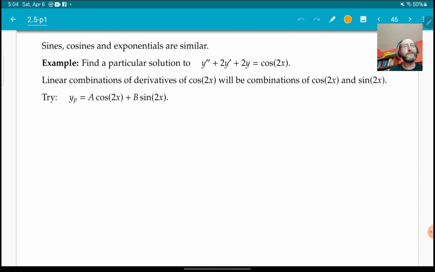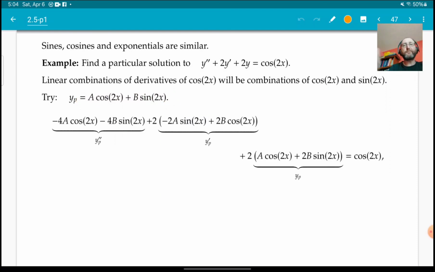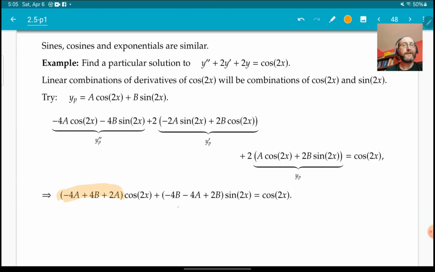So what we want to do is try a solution of this form: a cosine 2x plus b sine 2x, and plug that in and solve for a and b. Okay, so let's do that. You take derivatives here. The derivatives are not too bad. You take 2 derivatives of this, you get this. Take 1 derivative, you get this, and you just plug it in here. And we want that to be cosine 2x. So we need to do a little bit of algebra. We group the cosine 2x terms together and the sine 2x terms together. So we have this many cosine 2x's and this many sine 2x's.